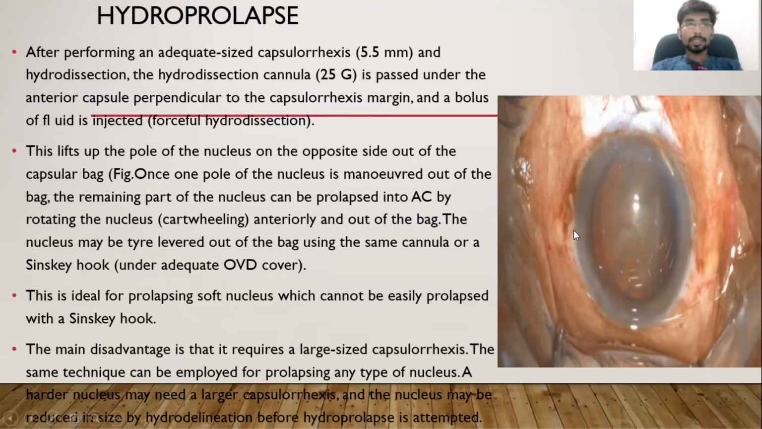So the hydrodissection cannula should be passed between the capsule margin and cortex, and forceful injection of fluid will result in hydroprolapse of one end of the nucleus. So this will be prolapsed into the anterior chamber.